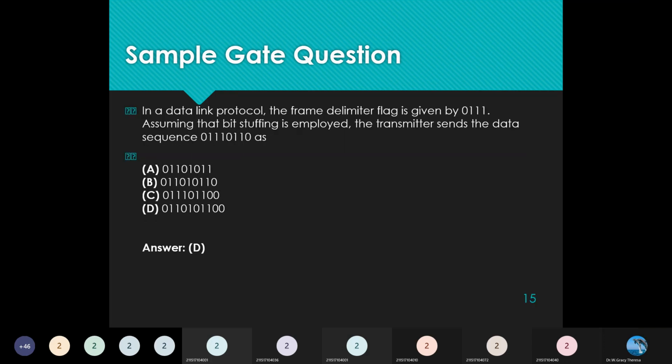Okay, and that is another question. Data link protocol. The frame delimiter flag is now 0 111. So if it is 111, what does it mean? That's triple, there is 111. So we have to stuff a bit after double one. So 1 1, then we have to insert 0 and follow with another 1. That is the same concept, and that is to be followed.